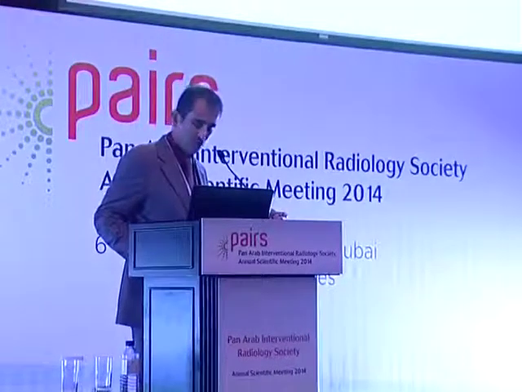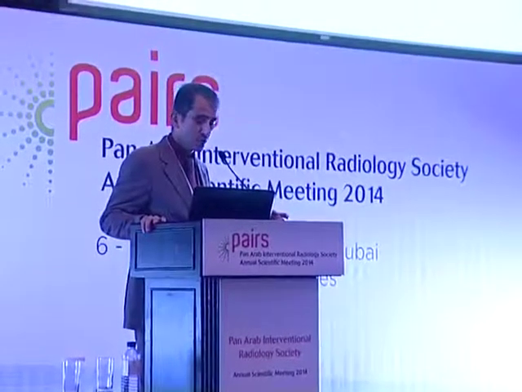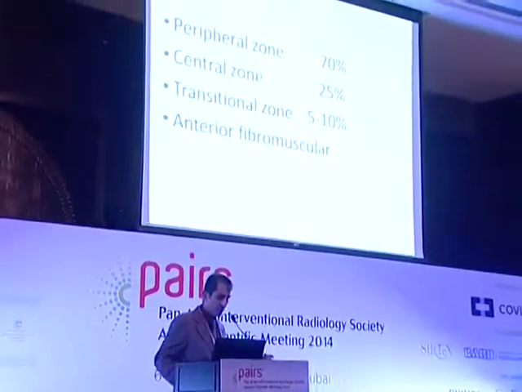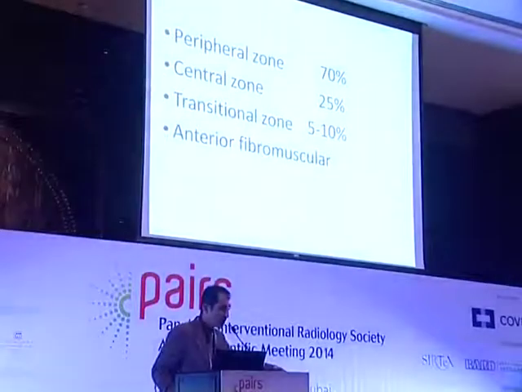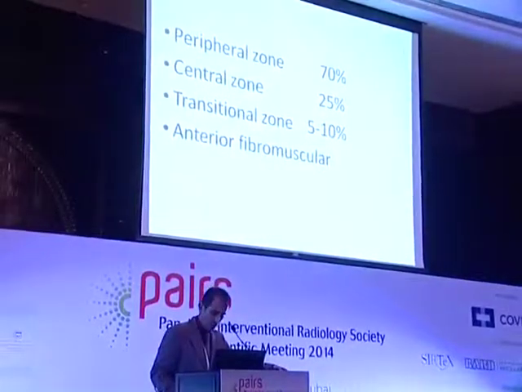The prostate gland, as you all know, is a small pyramid organ located at the base of the urinary bladder. It weighs approximately 20 grams, with a size of 3 by 4 by 2 centimeters. It has 4 zones: the peripheral zone, which constitutes more than 70%, the central zone at 25%, the transitional zone at 5 to 10%, and the anterior fibromuscular zone, which has no glands.